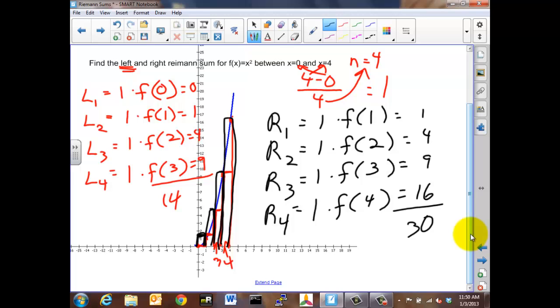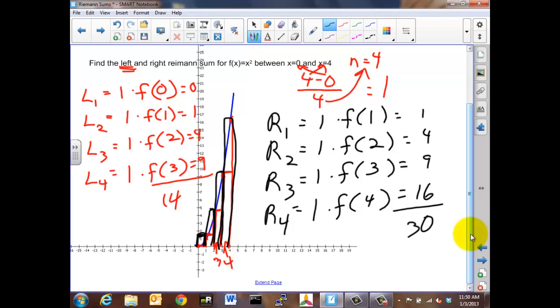One other thing, could we do this from 1 to 5 instead of 0 to 4? Would we get the same answer? Think carefully. If we went from 1 to 5, would we get the same answer as 0 to 4? No. Why not? Because the function value of 5 is way up here at 25.